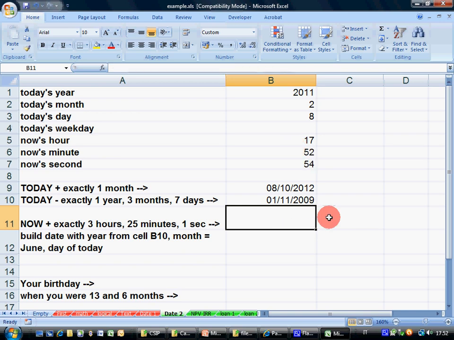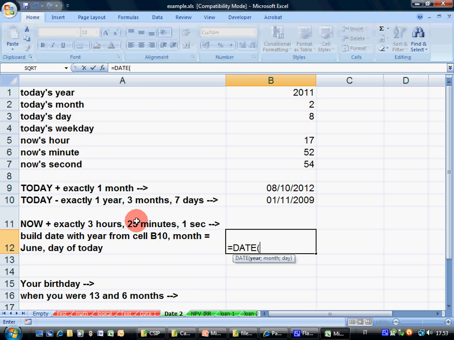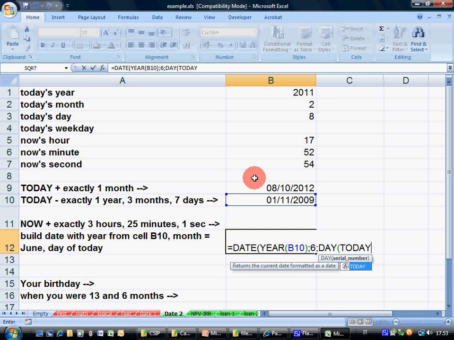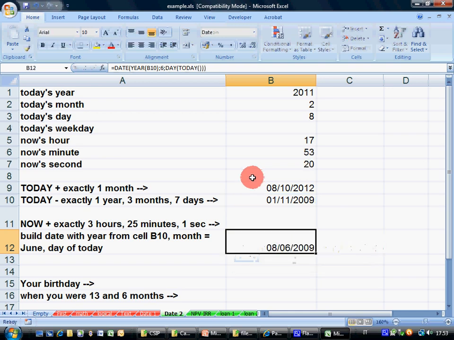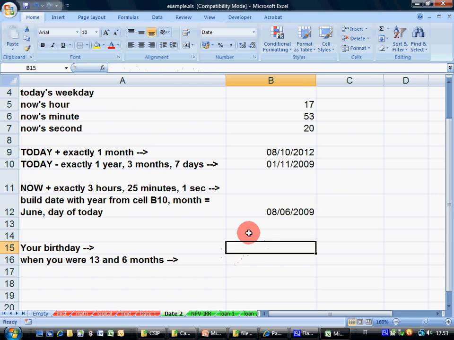Okay, again, build the date with year from cell B10, month June, and day of today. Very easy. Date of year from cell B10. No. Pay attention. Yes, this is correct, sorry. Month June, so June is 6, and day of today. Here you have. Now again, your birthday, 20 June 1986.